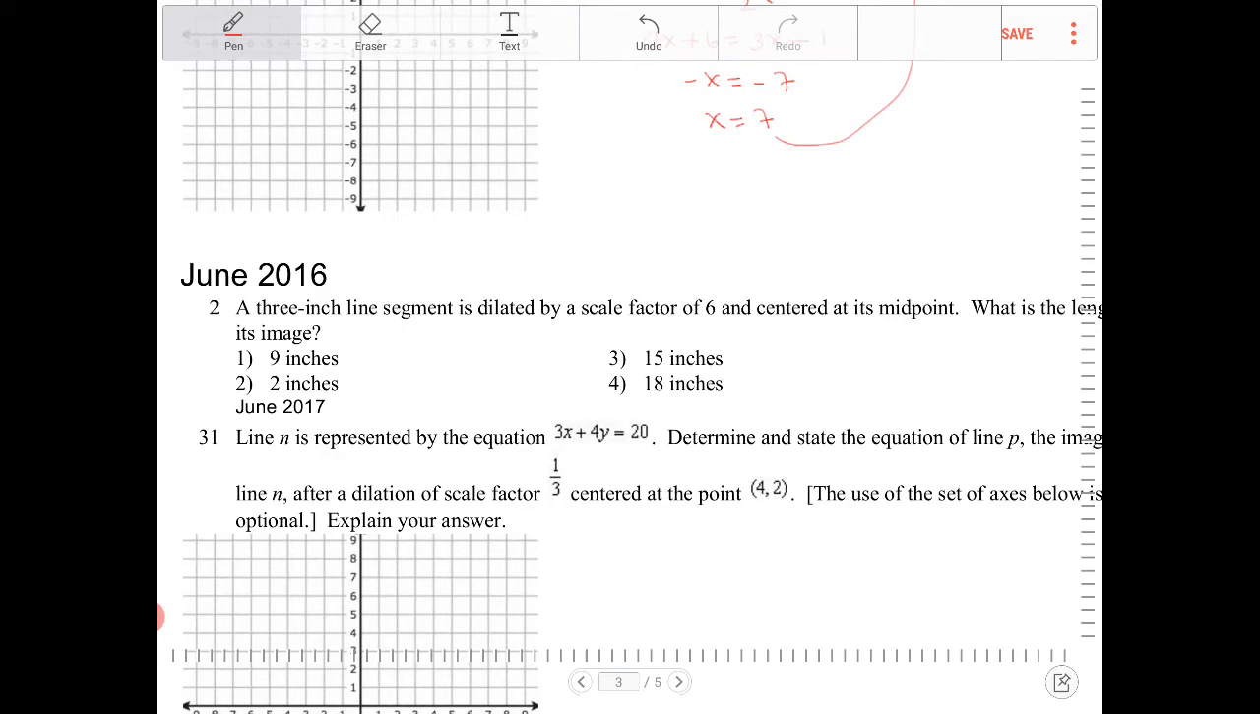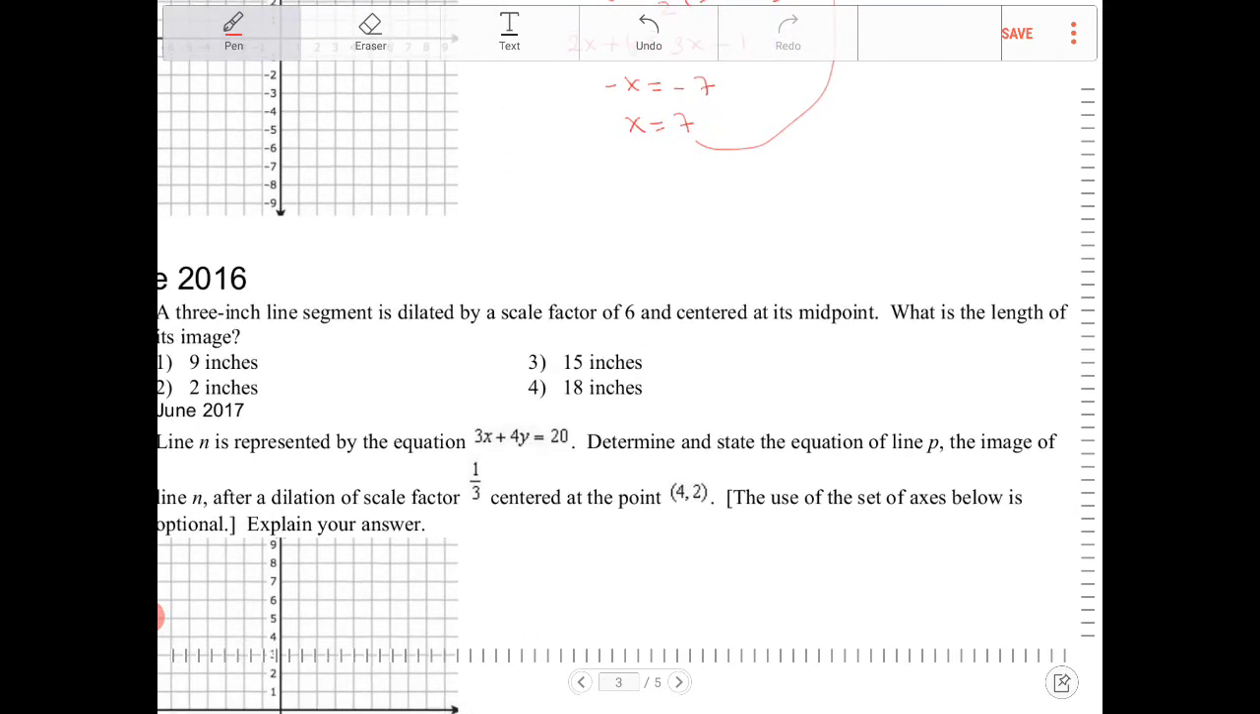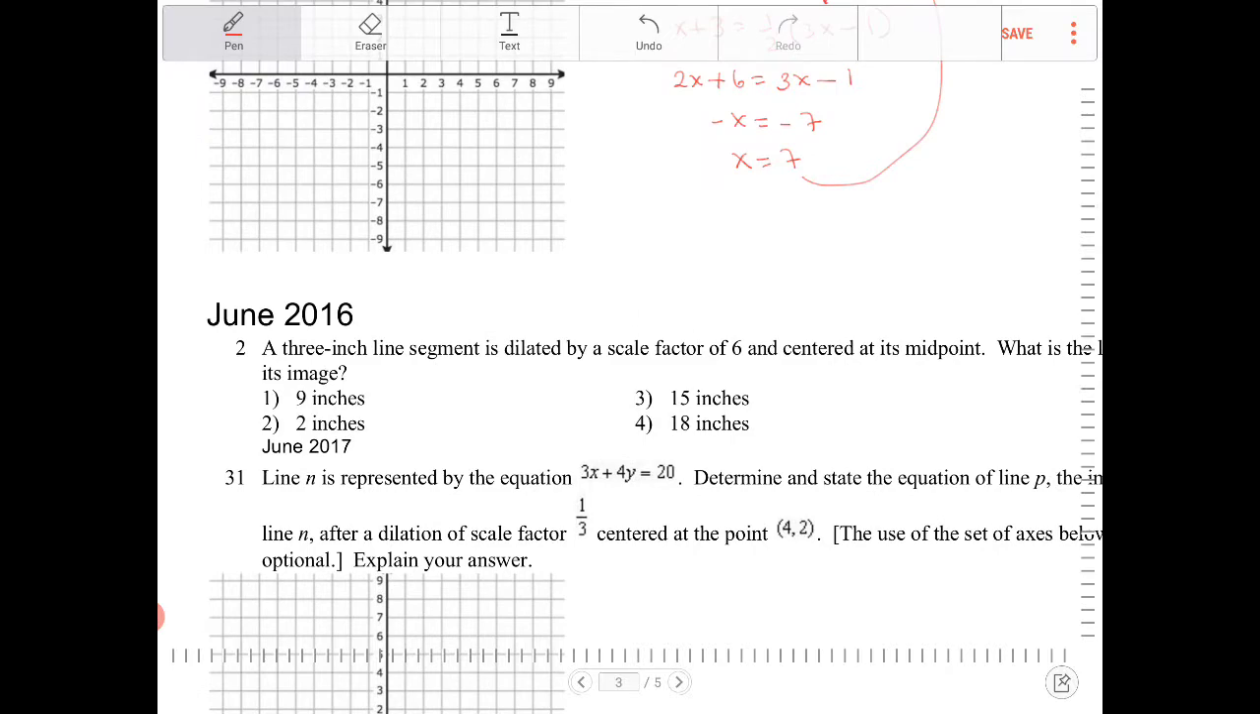All right, June 2016, question 2. A 3-inch line segment is dilated by a scale factor of 6. Now this makes more sense. A 3-inch line segment, notice they didn't say line, it's a line segment, is dilated by a scale factor of 6 and centered at its midpoint. What is the length of its image?